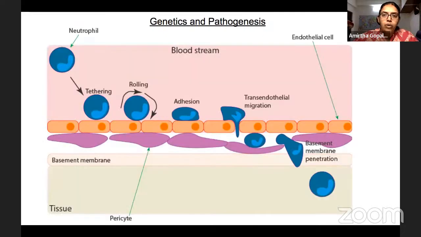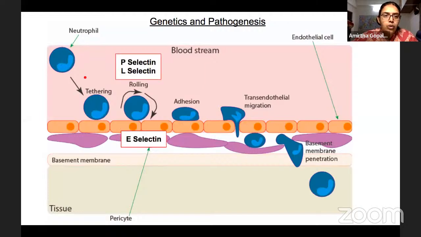So a brief overview of the pathogenesis of leukocyte adhesion defects. In a healthy person, the leukocytes are normally flowing in the blood in a laminar flow without sticking to the endothelium. Whenever there is some sort of infection or inflammation happening in the tissue, the endothelium becomes sticky and the neutrophils get activated and they start getting attached to the endothelium and eventually migrate through the endothelium and the basement membrane into the tissue.